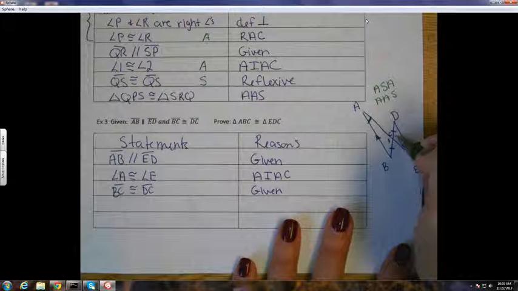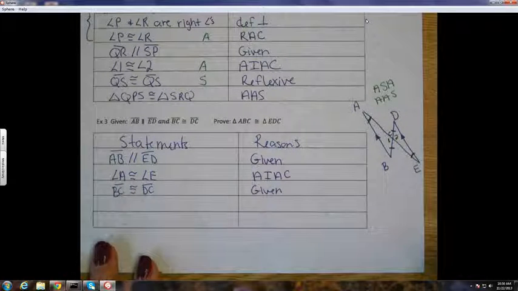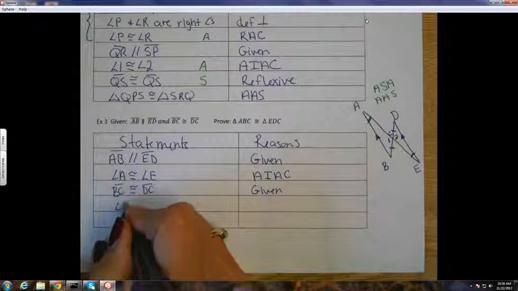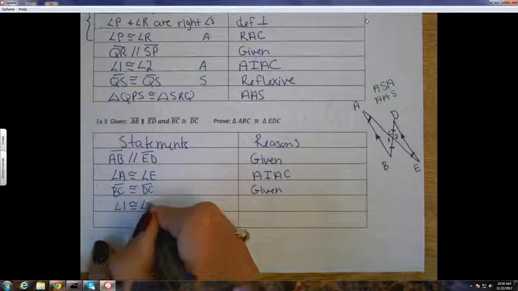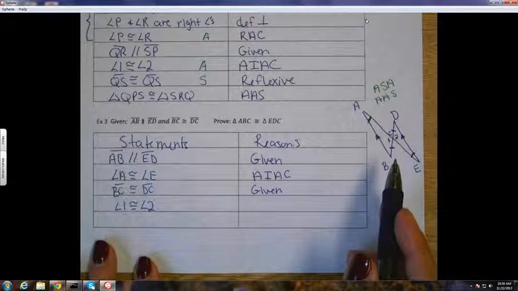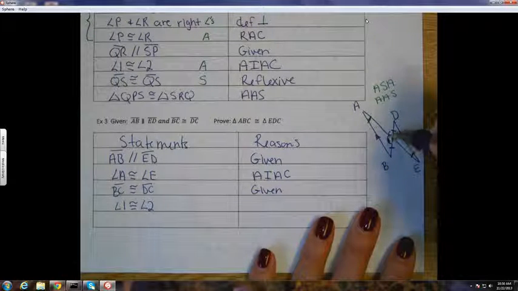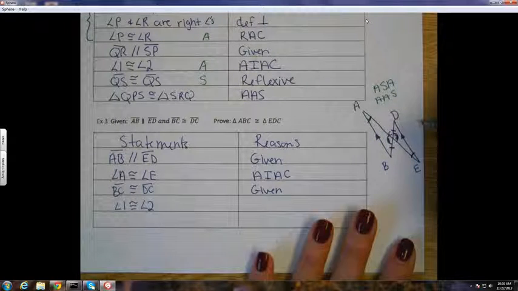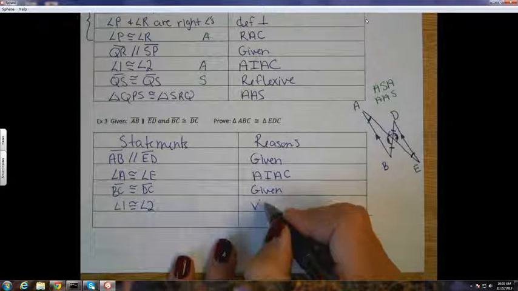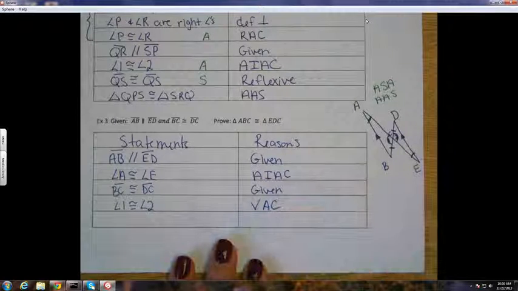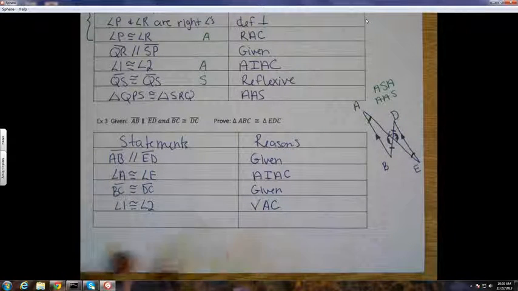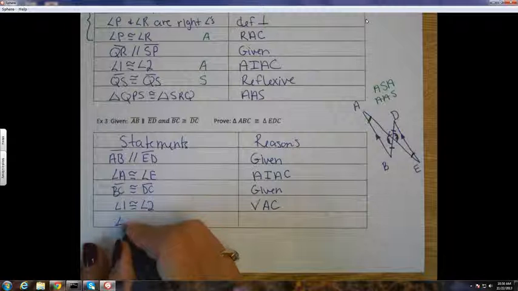They are vertical angles. That's our VAC theorem. So angle 1 is congruent to angle 2. You can't put a 1 and 2 over here until you've got a 1 and 2 in your picture. So these angles right here, kind of squeezing this stuff in here, are congruent. That was VAC. Vertical angles are congruent. There's my third part, so I'm ready to say the triangles are congruent.